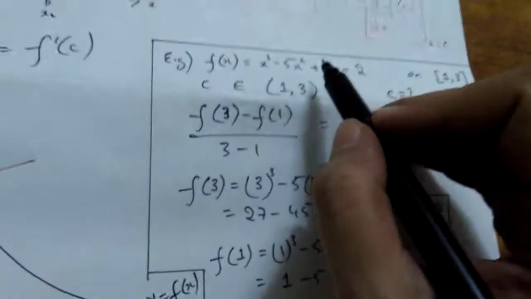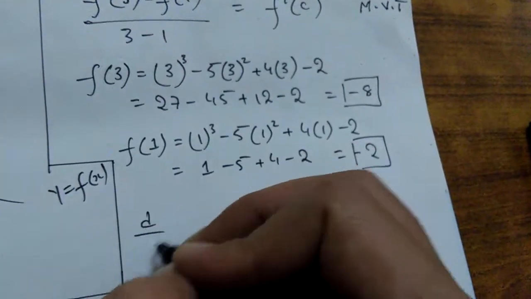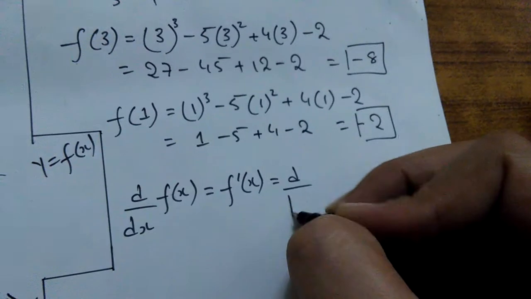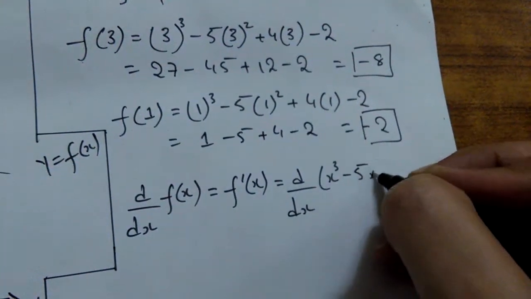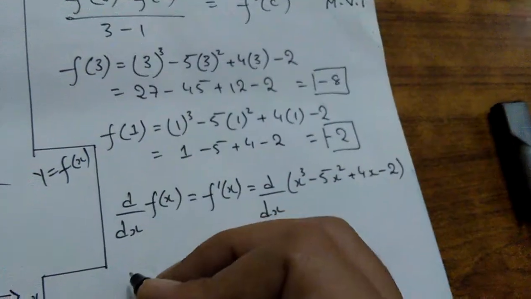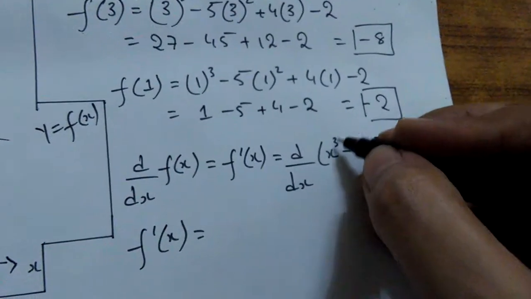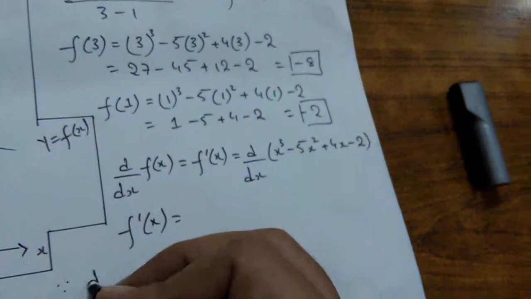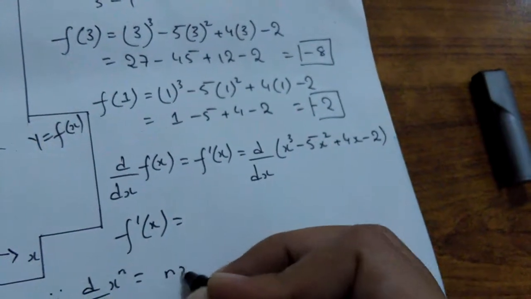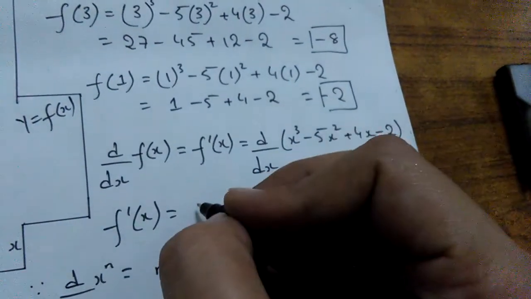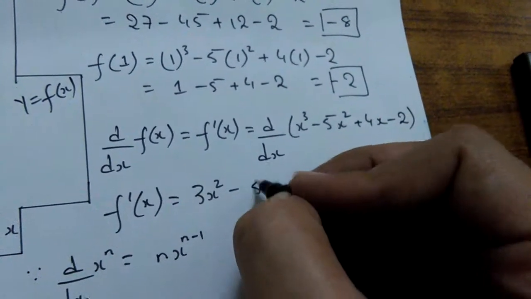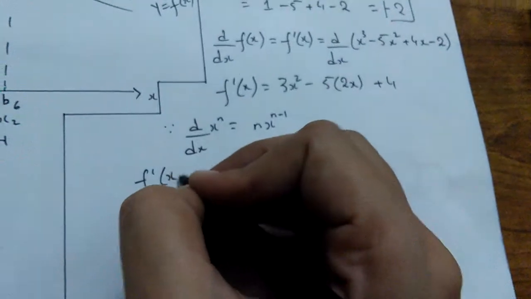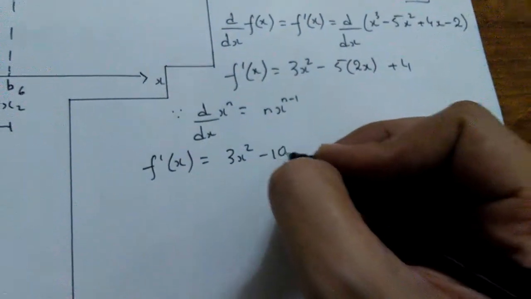Now let us try to differentiate this function with respect to our x. Once we differentiate our function with respect to x, it is going to give us f dash x. So for my f dash x, over here we are going to use the formula d by dx of x power n, which is equal to n times x power n minus 1. So this gives me 3x squared minus 5 times 2x plus 4. So my f dash x is 3x squared minus 10x plus 4.